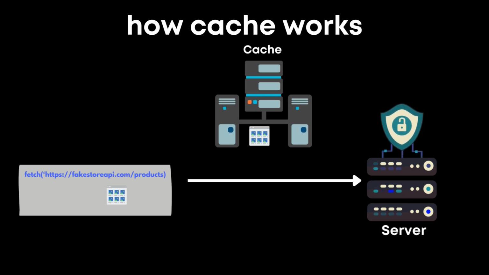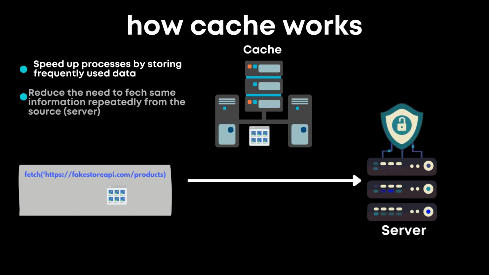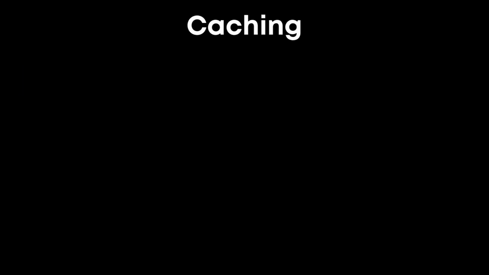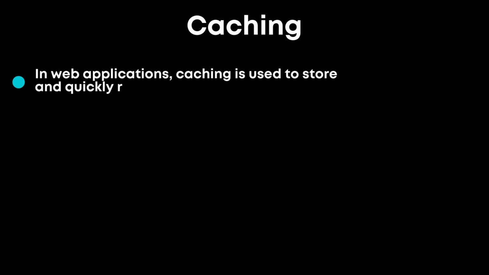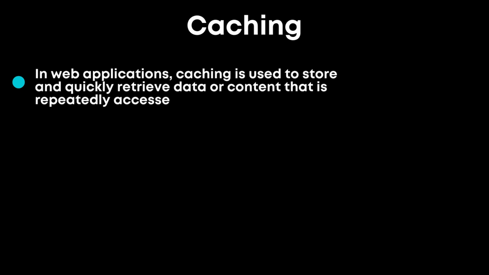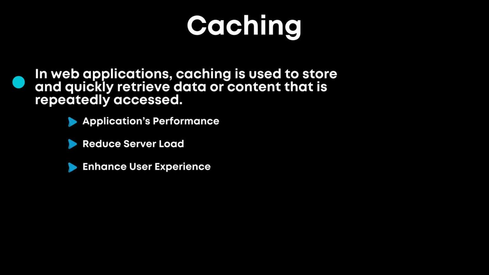So, what is the purpose of cache? Caches exist to speed up a process by storing frequently used data in a place where it can be accessed more quickly. They reduce the need to fetch the same information repeatedly from the original, often slower source. Now let's understand the term caching. In a web application, caching is used to store and quickly retrieve data or content that is repeatedly accessed. This helps improve the application performance, reduce server load, and enhance user experience.